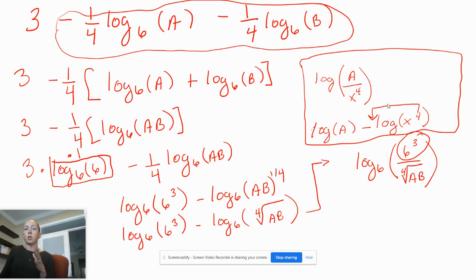So make sure you know how to not only expand a logarithm, but when given a logarithm, make sure you can bring it back together. Even when you have a number that doesn't have a log attached to it, you can make a logarithm out of it. Hopefully this was helpful.